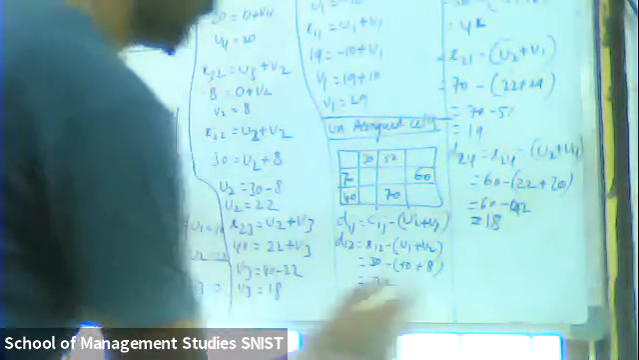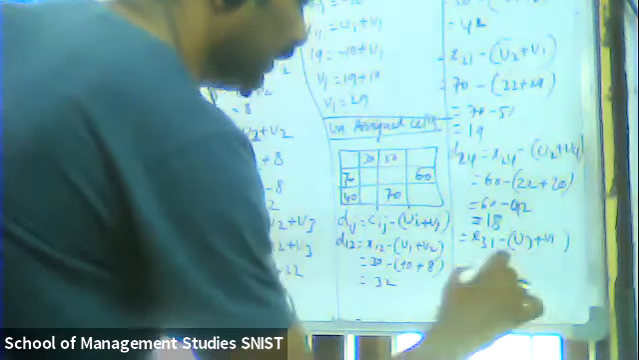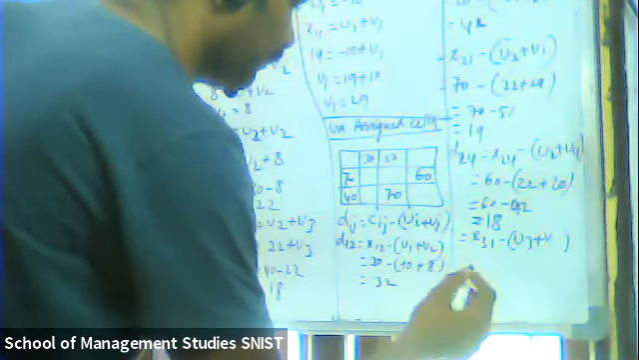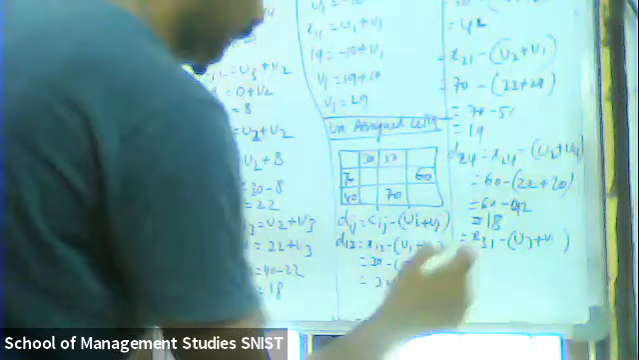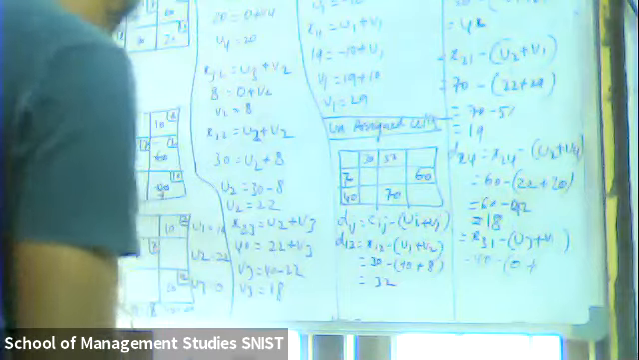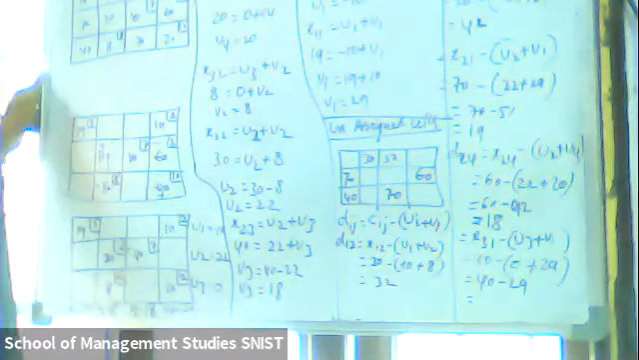Okay. So this one, that is D31, x31 minus u3 plus v1. Now, wait 1 second. X31 value, how much? Which is 40. 40 minus u3 0 plus v1. v1 how much? 29. 40 minus 29. 11. Yes, sir. 11.